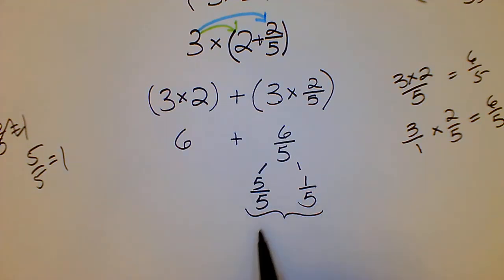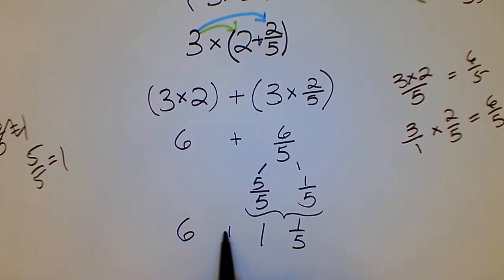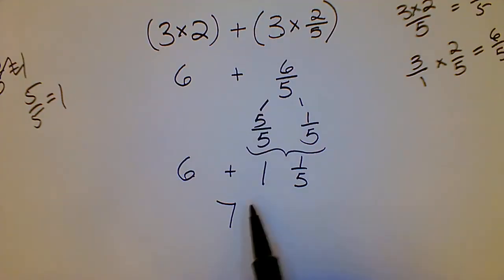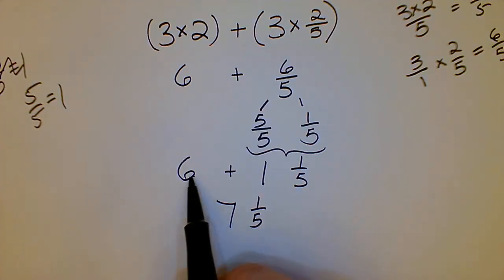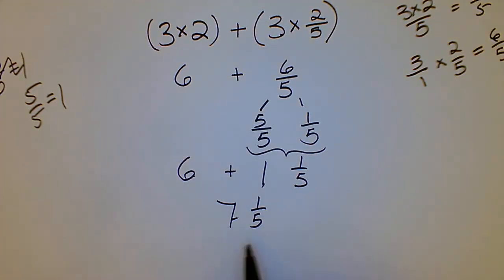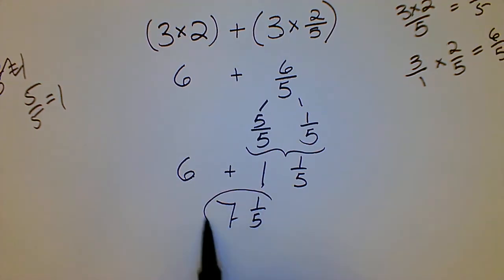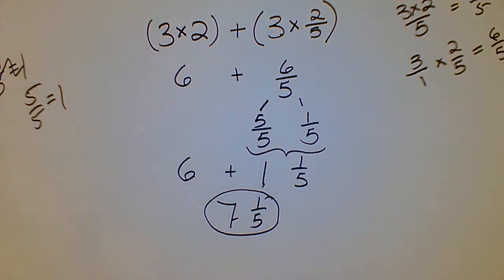Remember now that this becomes 1 1/5, and we still have our 6 being added to that. We could say 6 plus 1 is 7, and we still have our 1/5. So we just combine 6 and 1 is 7, and we have our 1/5 right there. And that's our answer for this problem.